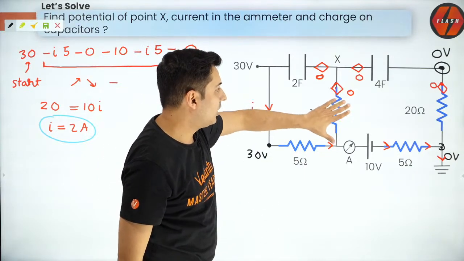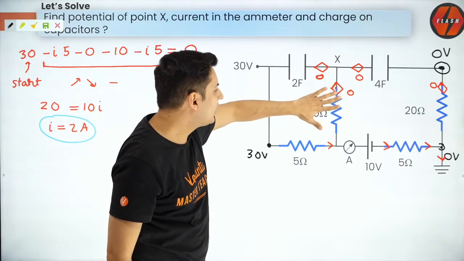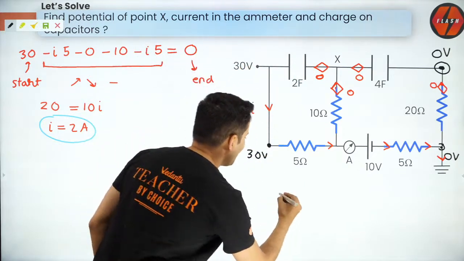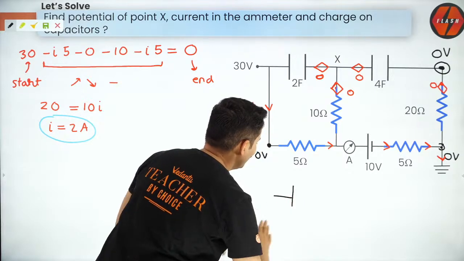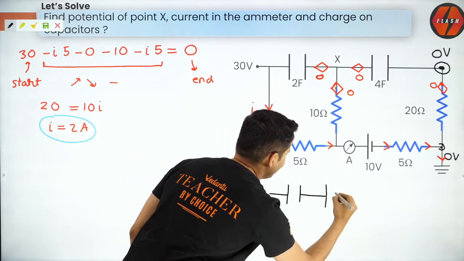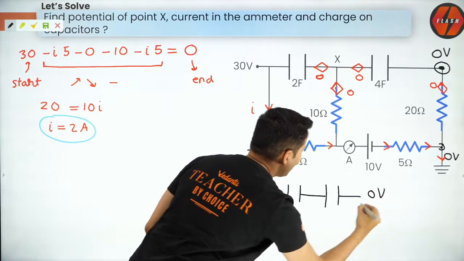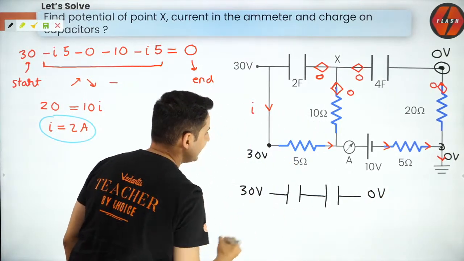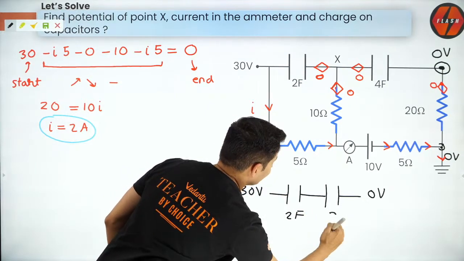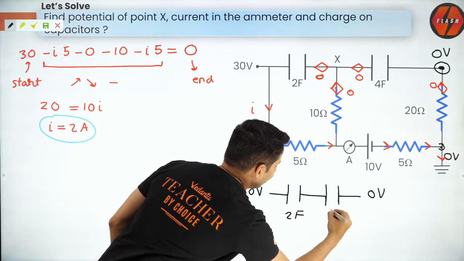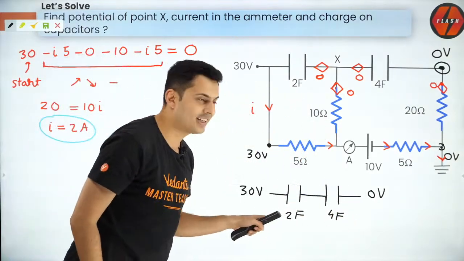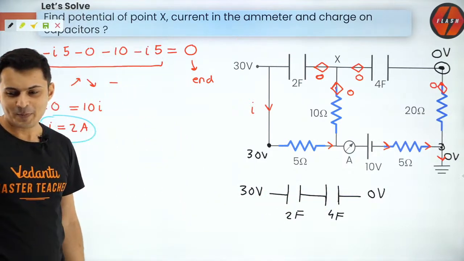This branch is not having any current. So guys, I have a feeling now I just have probably 2 capacitors in series. Think about it. This is nothing but 2 capacitors in series. One is 2 farad, another one is how many farads? 4 farads. There are 2 capacitors in series. Do you see that?